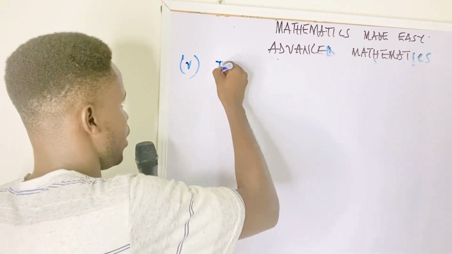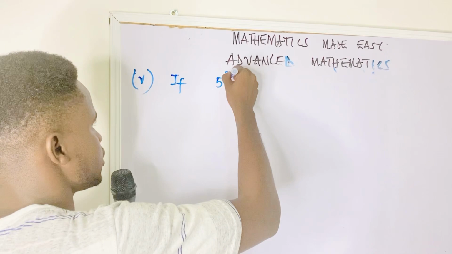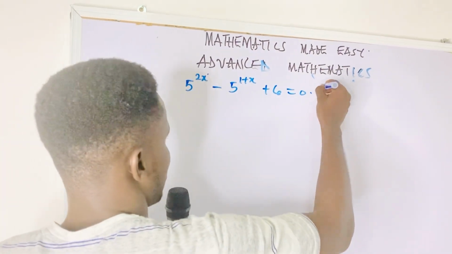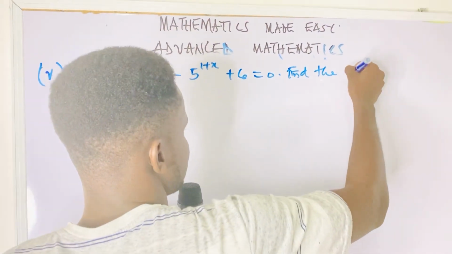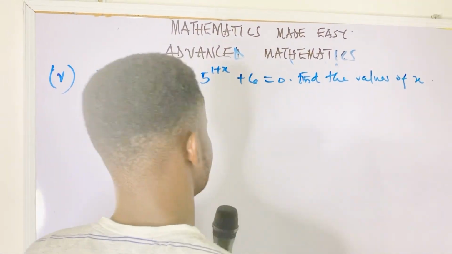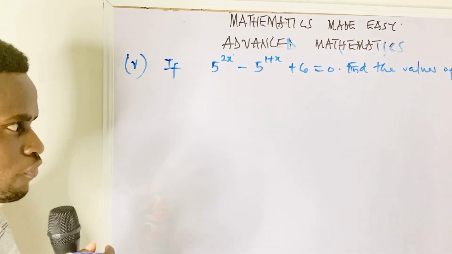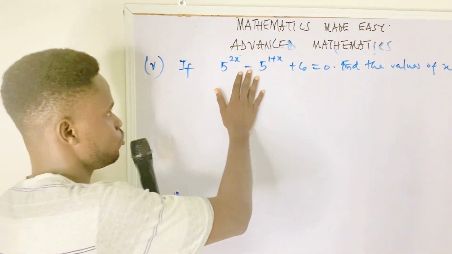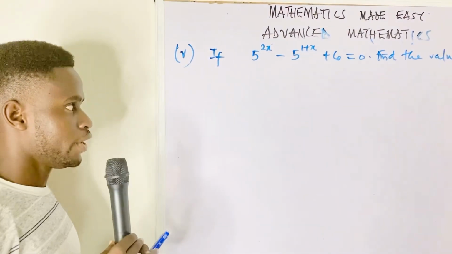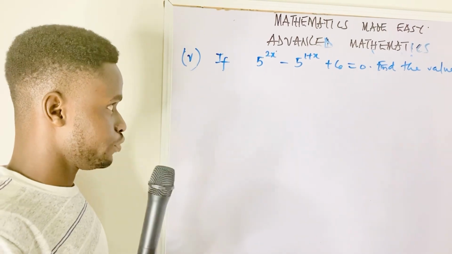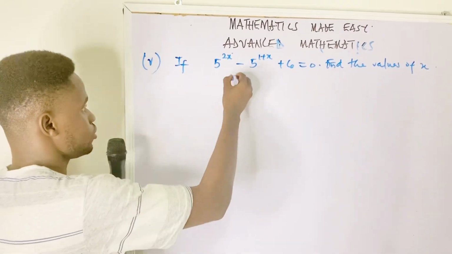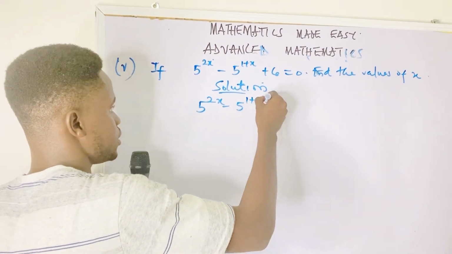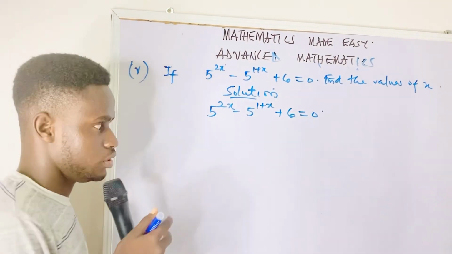If we are given, let's say, 5 to the power 2x minus 5 to the power 1 plus x plus 6 equals 0, and we have to find the values of x. Now, from that previous example, at least we have seen a similar thing, that this one does not involve multiplication or division. Just find a way to rearrange and get your answer. So to solve this, 5 to the power 2x minus 5 to the power 1 plus x plus 6 equals 0.